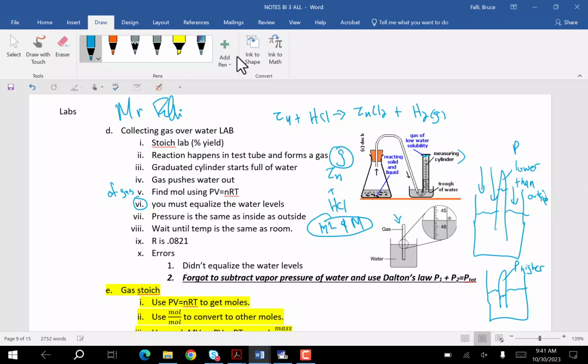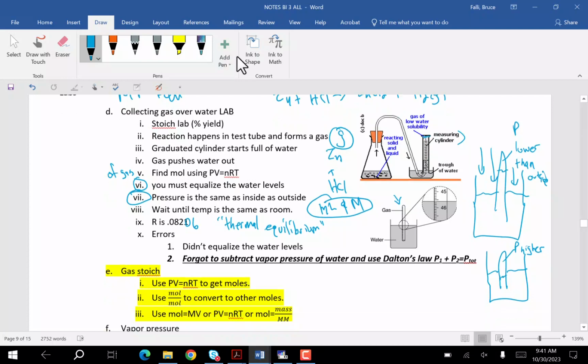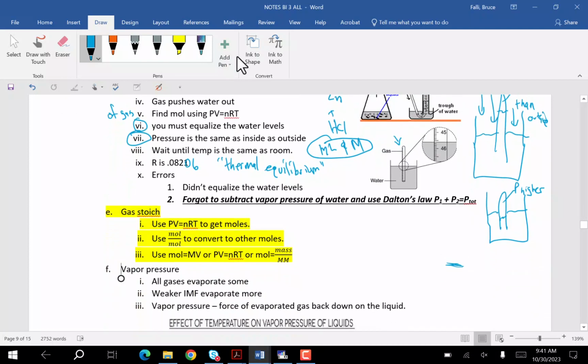So you need to Goldilocks this thing and make sure that they're exactly the same, because that's how you get the pressure. Okay. You have to wait until the temperature is the same as the room. It's called thermal equilibrium. Okay. R is 0.082. Errors: if we didn't equalize the water levels. That's the first error I talked about.